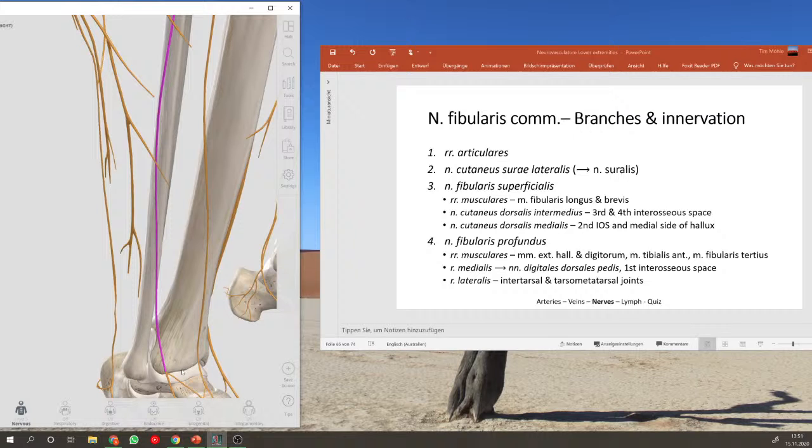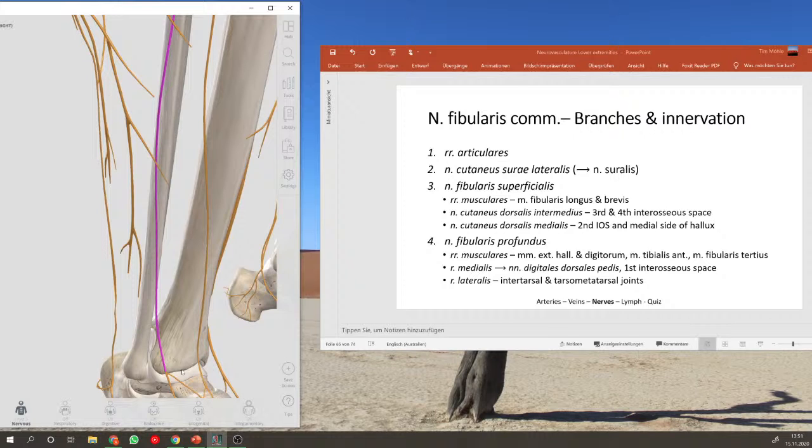So again, sorry, let's go back to the common fibular nerve. So again, Hilton's law, you already know it now, so articular branches. Then nervus cutaneus surae lateralis is a branch for nervus suralis, we discussed it. Now, nervus fibularis superficialis, again, some muscular branches. And then these two are important, so nervus cutaneus dorsalis intermedius and nervus cutaneus dorsalis medialis.